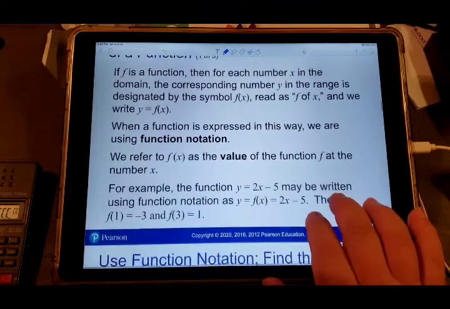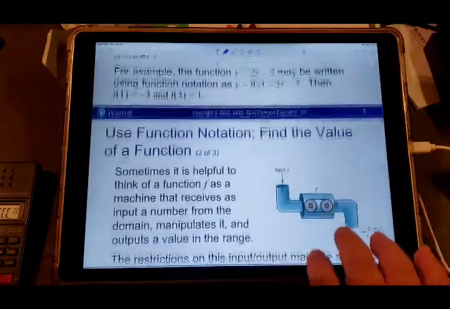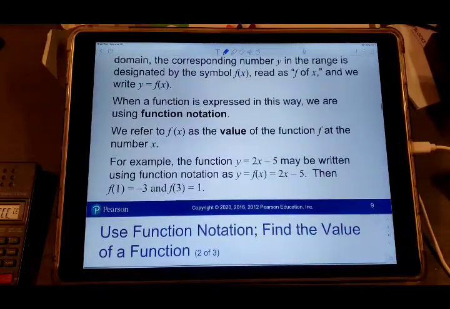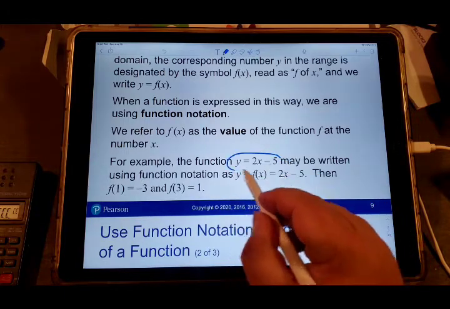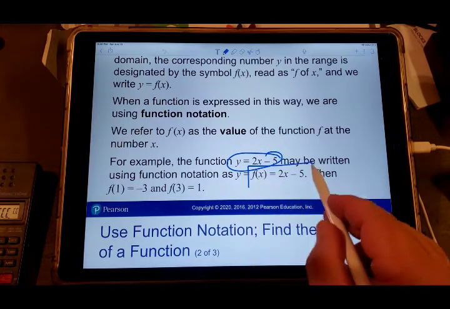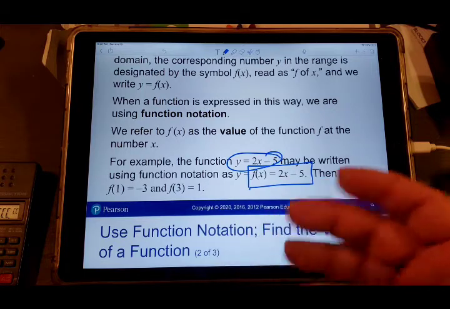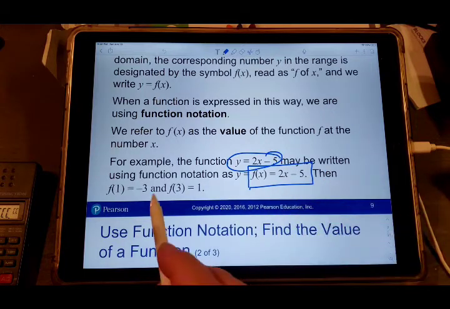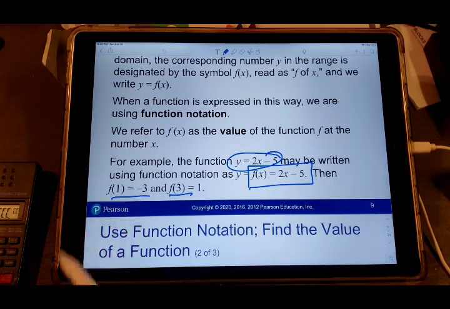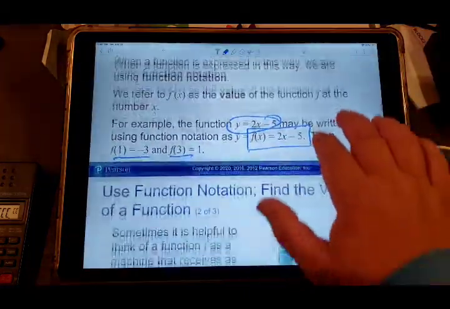All right, function notation is all over the place. I think you've been exposed to it. Instead of just saying y equals, say, 2x plus 5, we can say f of x equals 2x plus 5. It helps with calculations like these. So that's function notation.